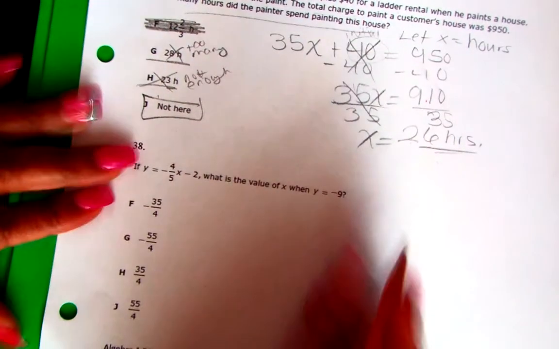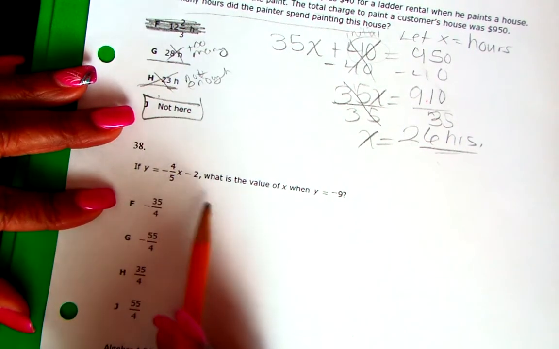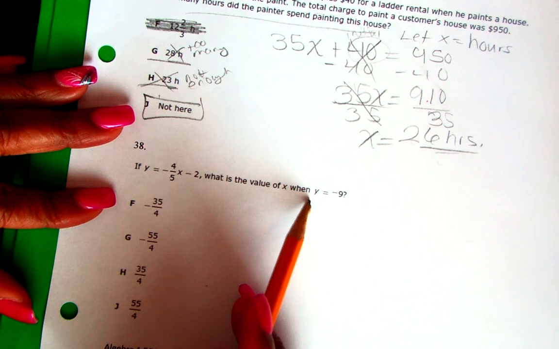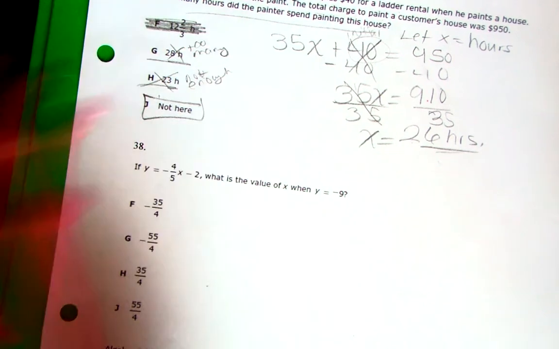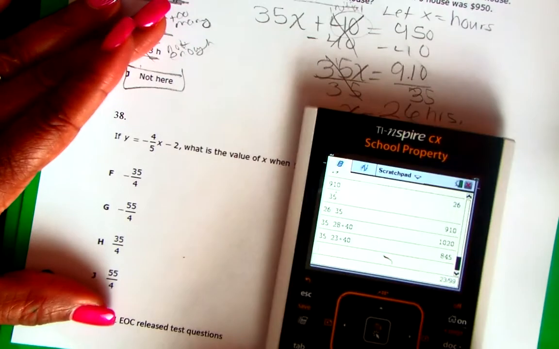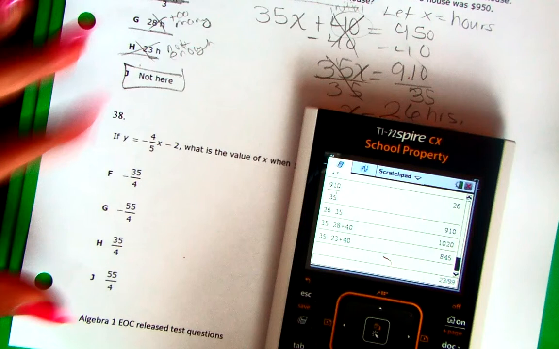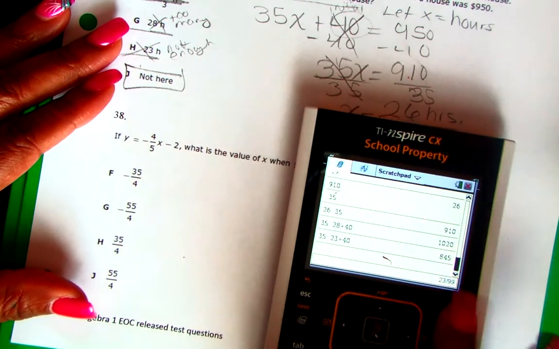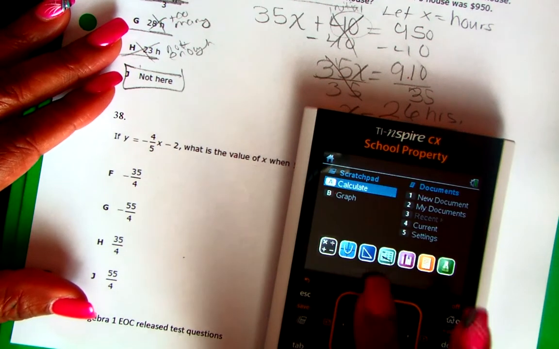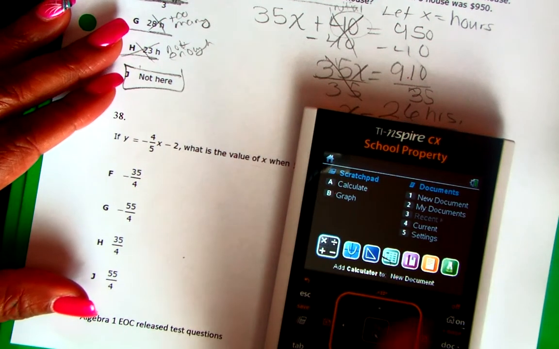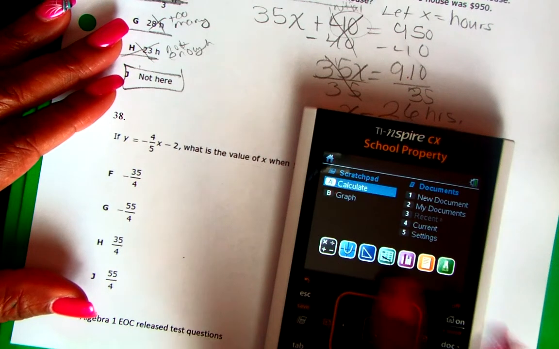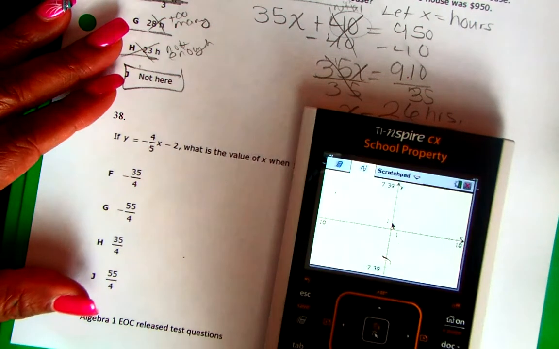Okay, here we go. If y equals negative 4/5 x minus 2, what is the value of x when y equals negative 9? Guys, you can do it just like this. You can go to home, go to graph.